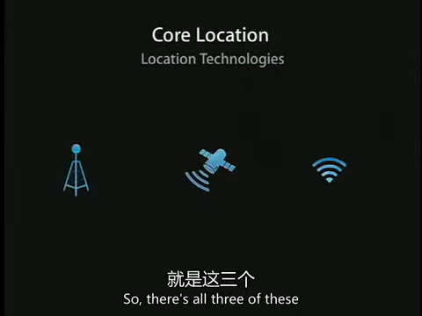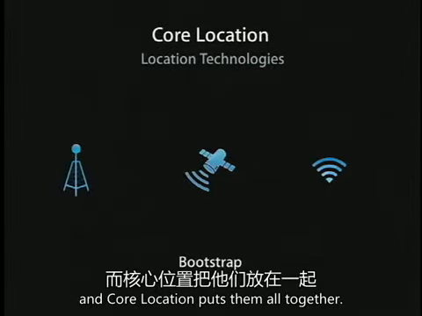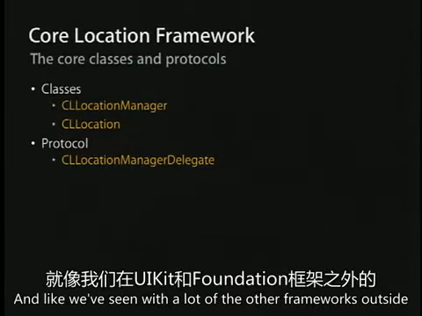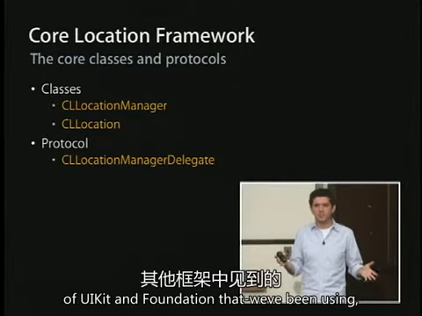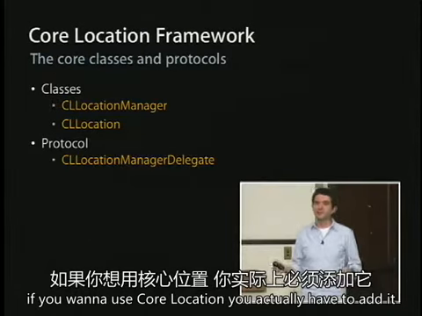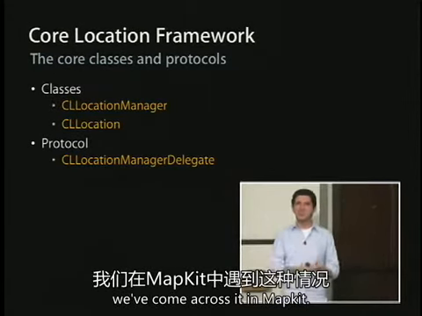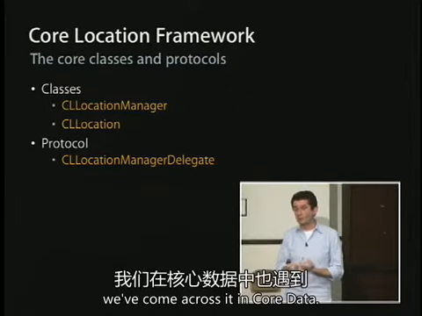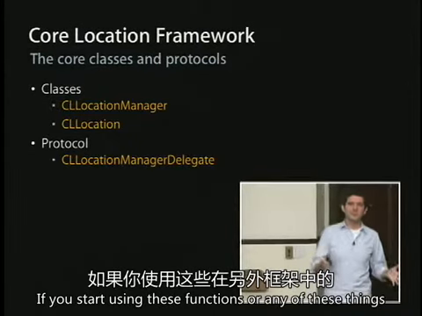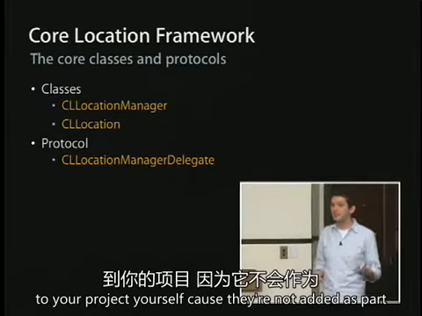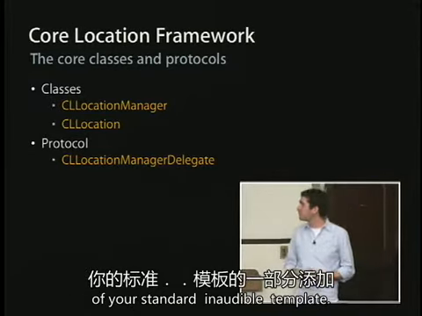So there's all three of these, and Core Location puts them all together. Core Location is the framework that does this, and like we've seen with a lot of the other frameworks outside of UIKit and Foundation, if you want to use Core Location, you actually have to add it to your project. We've come across that in MapKit and in Core Data. If you start using things that are in other frameworks, you have to add them to your project yourself, because they're not added as part of the standard Xcode template.